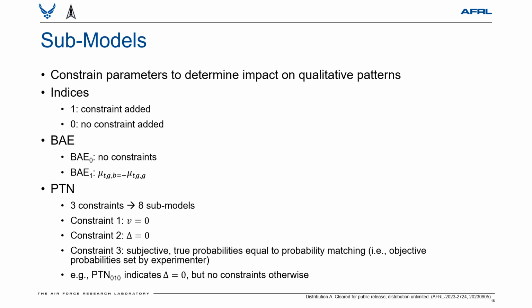To explore how different parameters contribute to the interference effect patterns, we will create submodels by imposing constraints on the parameters. The models are indexed according to parameter constraints, where 1 indicates a constraint and 0 indicates no constraint. For the BAE, we consider one constraint, which is whether the utility of attacking a type D face in the bad category is equal to the negative of the utility of attacking a type D face in the good category. For the PTN, we consider 3 constraints, leading to a total of 8 submodels. Constraint 1 sets V to 0, constraint 2 sets delta to 0, and constraint 3 sets the true subjective probabilities equal to the objective probabilities defined by the experimenter. This is also known as probability matching.